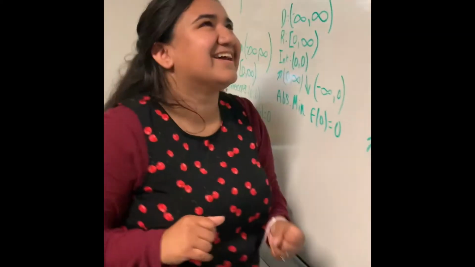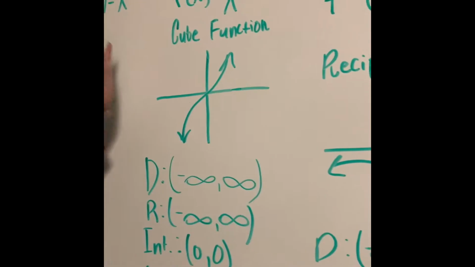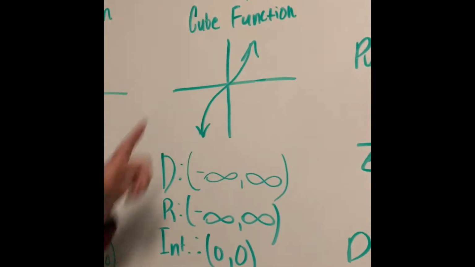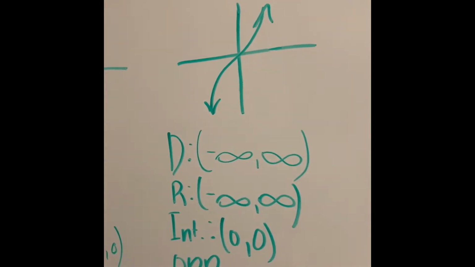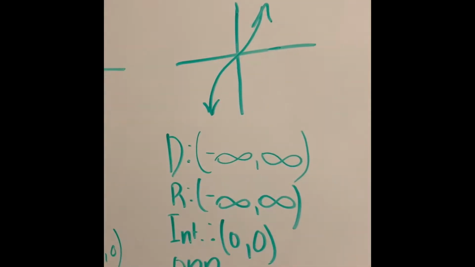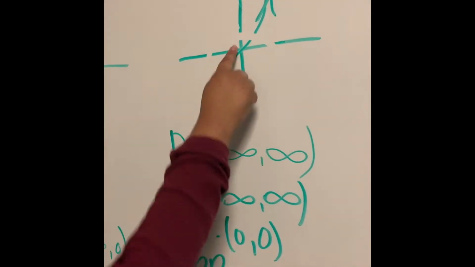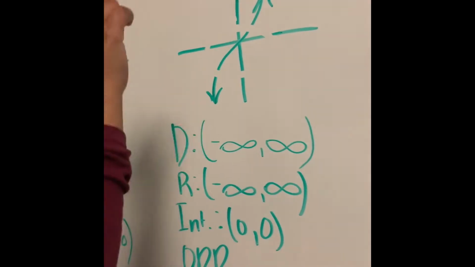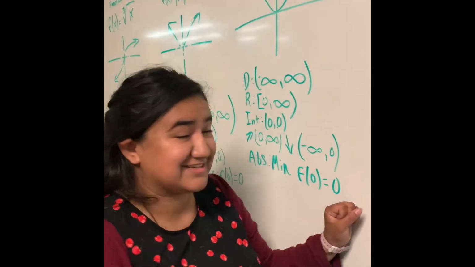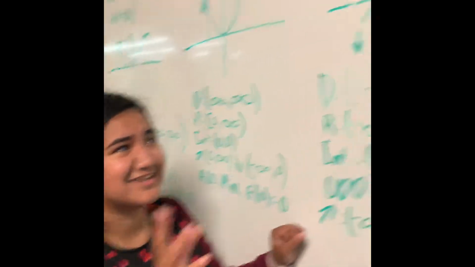Moving on again. This one is going to be the cube function, so this is going to be x cubed. The domain, again, left to right, is negative infinity to infinity, and the range is negative infinity to infinity. The intercept would be right here again, at 0, 0, and it's going to be an odd function, and it increases from negative infinity to infinity.